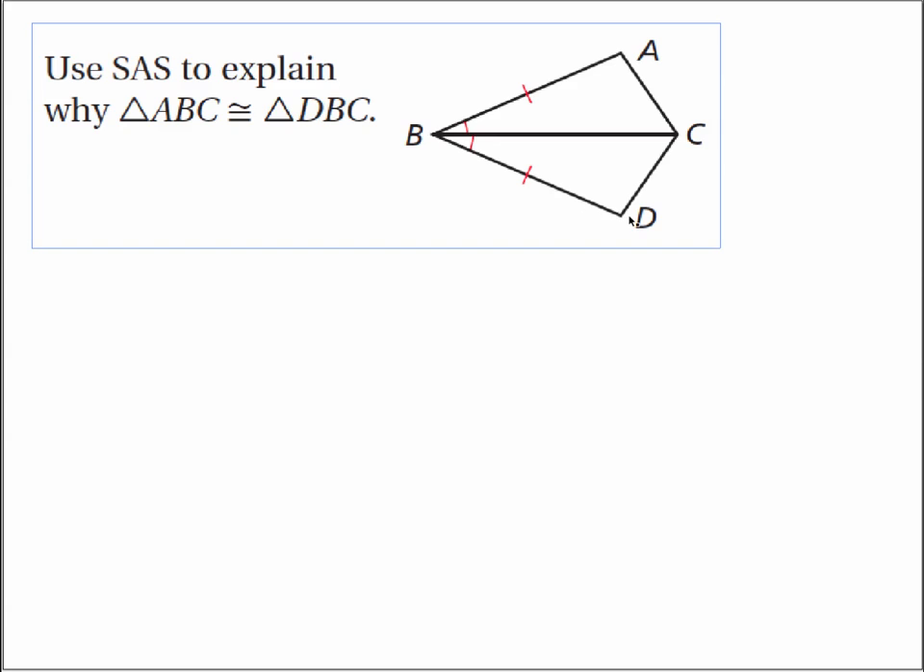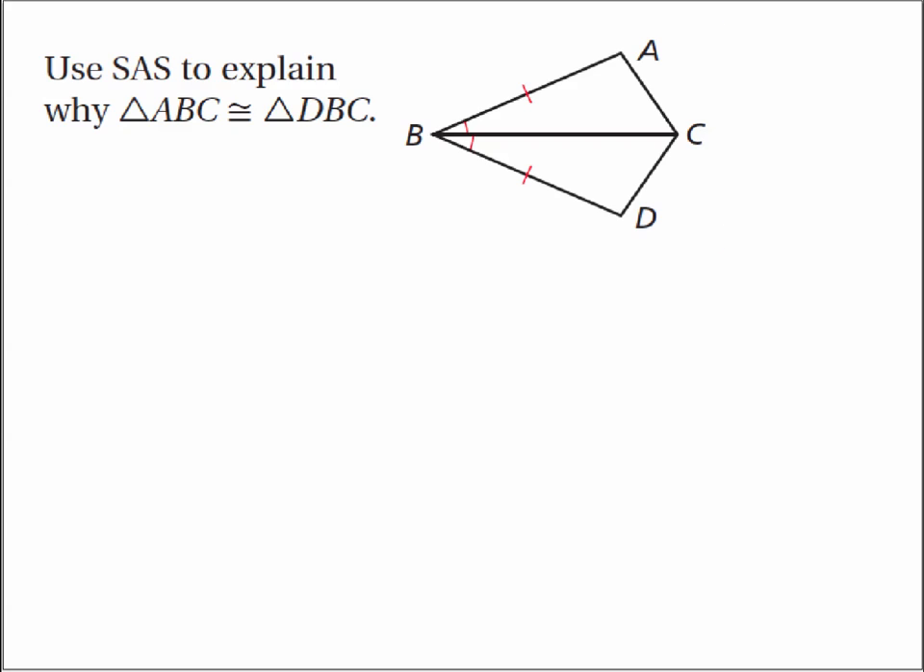We know that angle CBD is congruent to angle CBA. Both of these angles are included angles, meaning this angle here, CBD, is between BC and BD, so it's included. So these angles are congruent. Lastly, AB is congruent to DB, and BC is congruent to itself by the reflexive property.